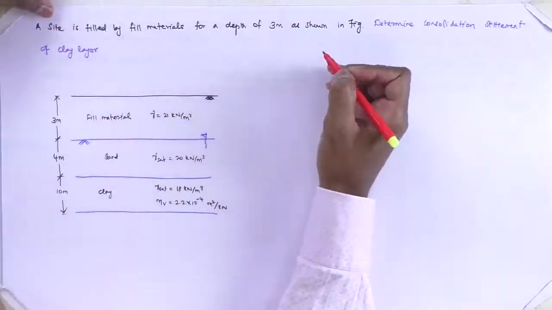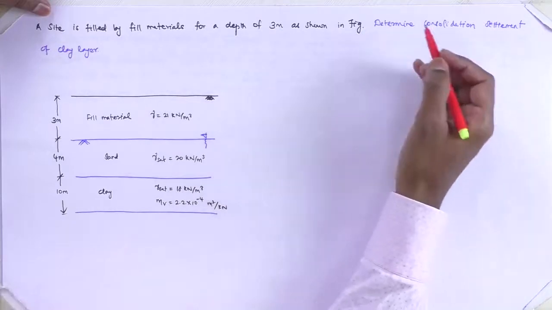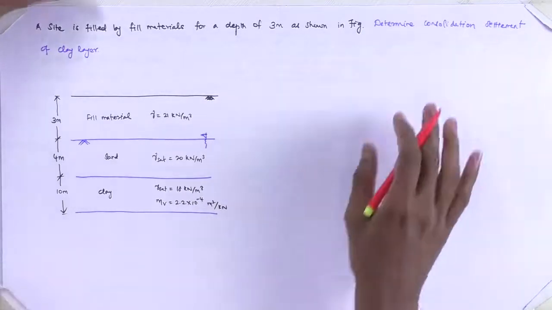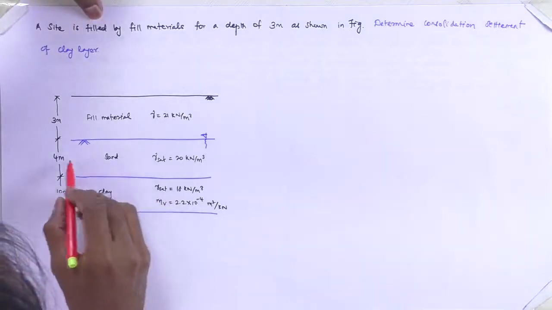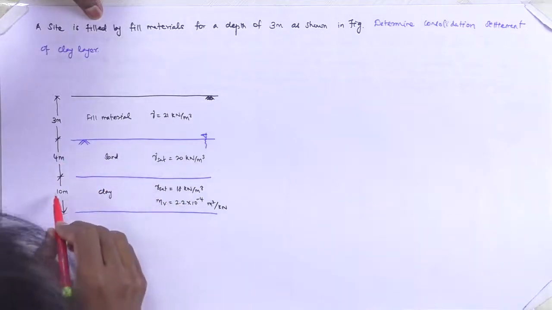So, coming to this problem now, a site is filled by a fill material for a depth of 3 meter as shown in the figure. Determine the consolidation settlement for the clay layer. Here a typical diagram of a site is shown. There is a sand layer from ground level, a sand layer of 4 meter thickness, below which there is about 10 meter thickness of clay layer.